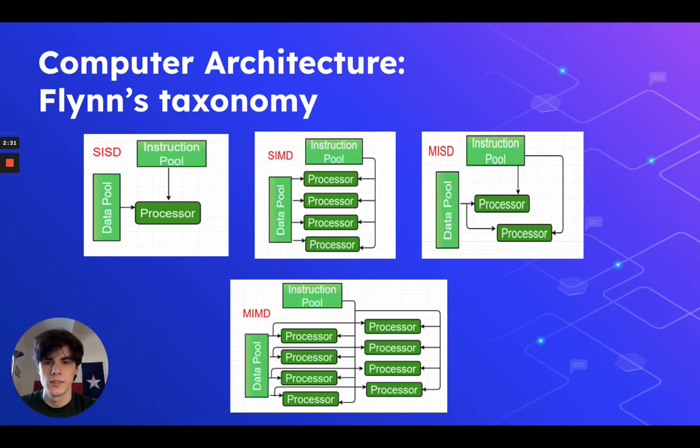SIMD, or the single instruction multiple data architecture, is a structure in which multiple processors execute the same instructions synchronously on a data vector. This is useful for things such as matrix multiplication, where the same operation is repeated on different data.